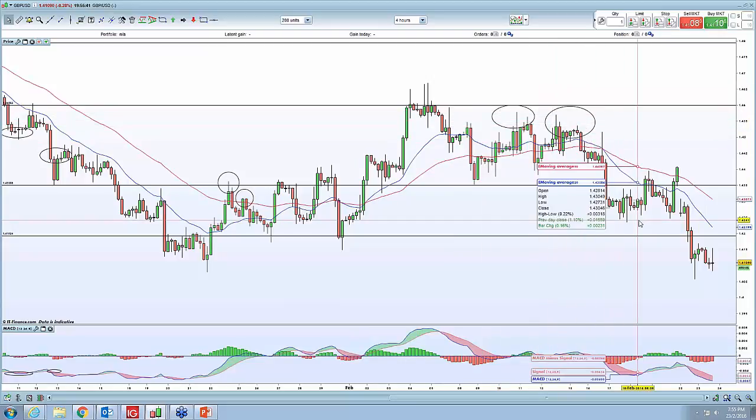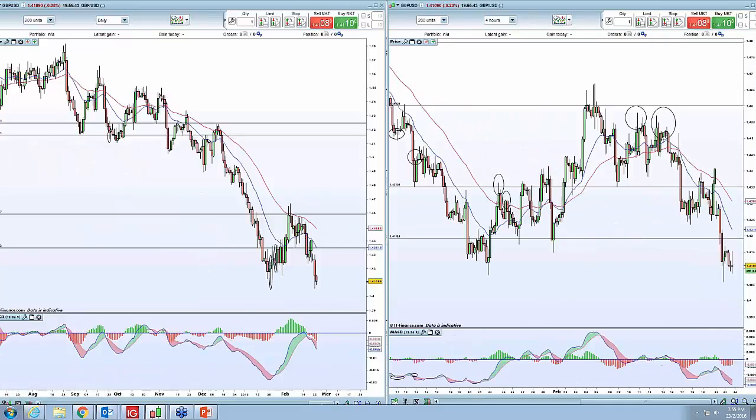It shows that the bears are coming in. Okay, so those are a few trade plans that I thought I'd cover every week so that you have a bit more understanding.